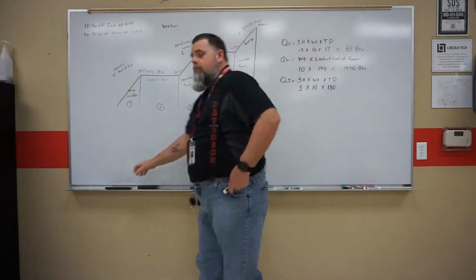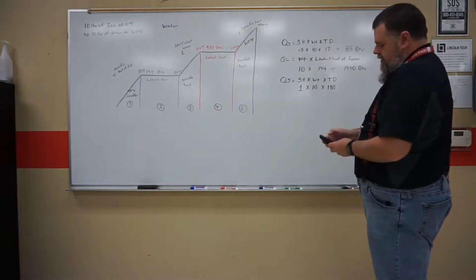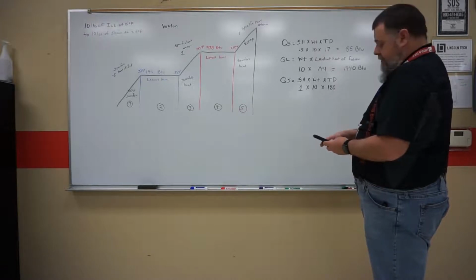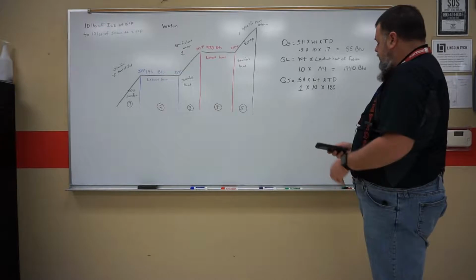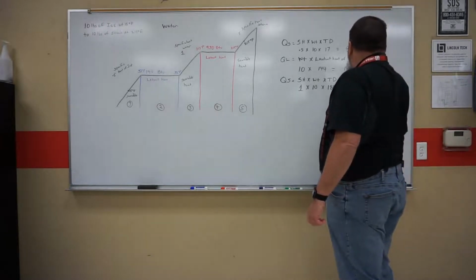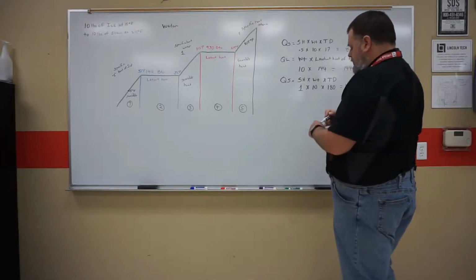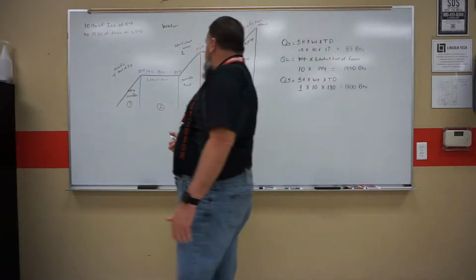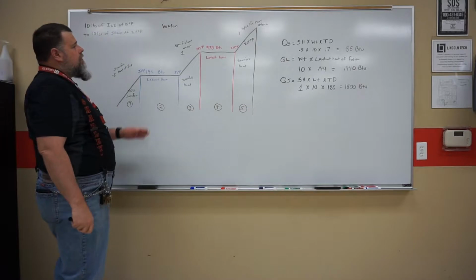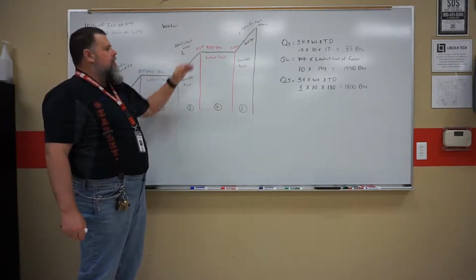Now we need to multiply that up and see what we've got. So we do 1 times 10 times 180. And that's going to give us 1,800 BTUs. All right, so now we've gone from this point to this point. We've added some more BTUs. Now we're at water and we're boiling, so we've got steam and water together.